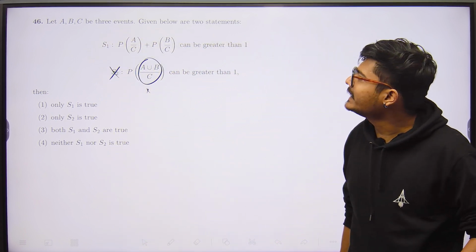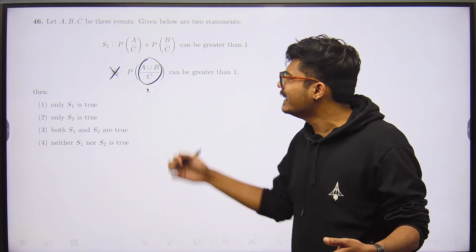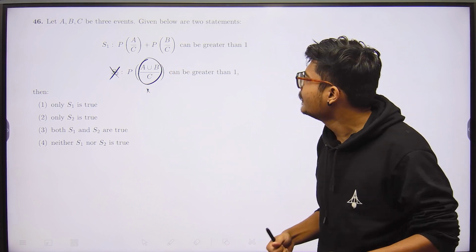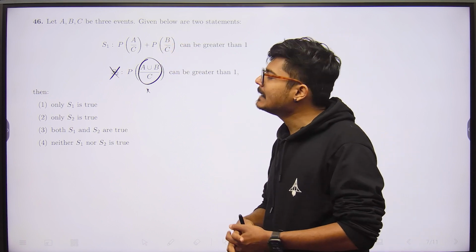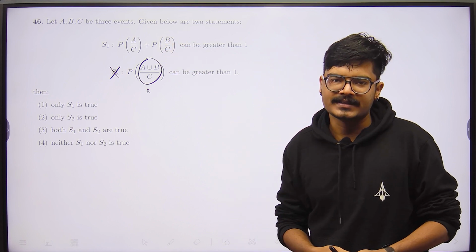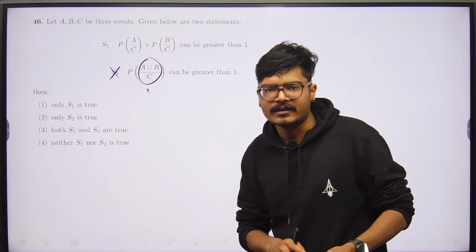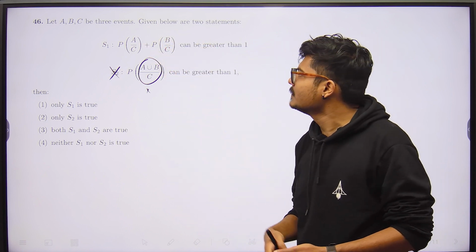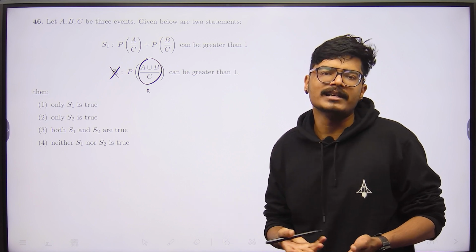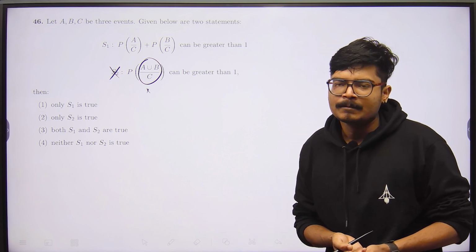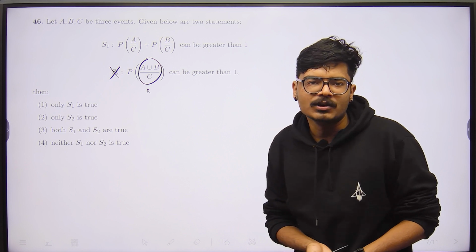Now talking about statement 1, it can be true, and to prove this is very easy. Why? Because you can just take A and B to be some events which are independent of C, right? We are doing a construction. You can choose A and B in such a way that they are independent from C, and you can assign them some probabilities. Because A and B might not be mutually independent, right?